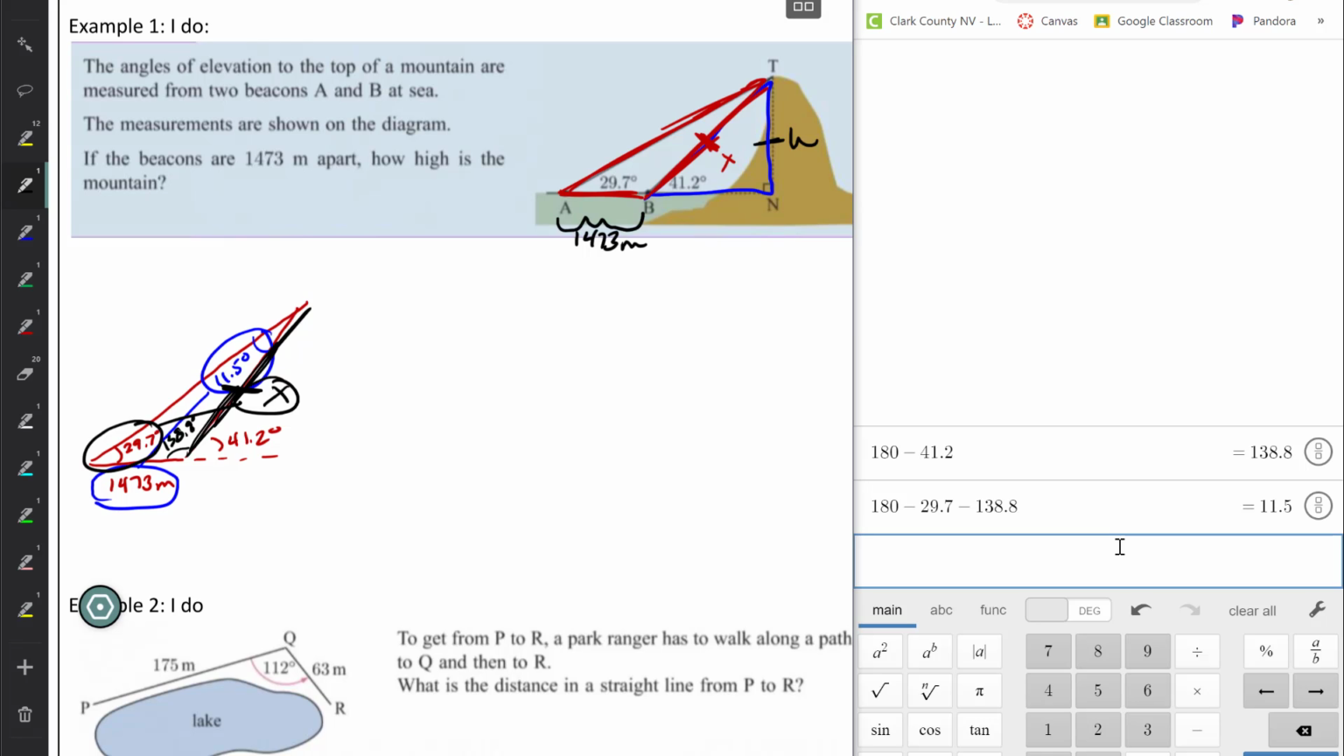We'll set this up where I want to find X, and that is over the corresponding side of that angle, 29.7 degrees. And I set it equal to, if I had a side on top on one side, I have to have the side on top of the other. So that was the side of 1,473, divided by sine of 11.5 degrees. I'm going to do a little bit of algebra here, rearranging, and then we'll punch into our calculator.